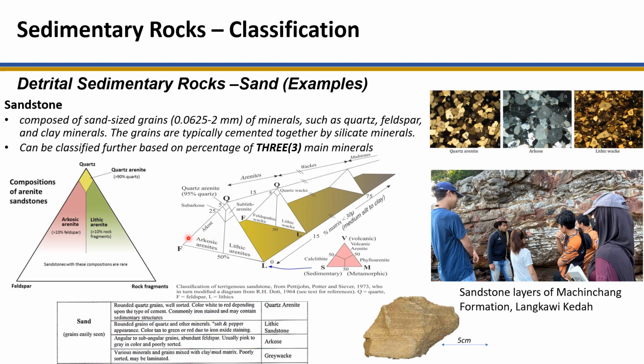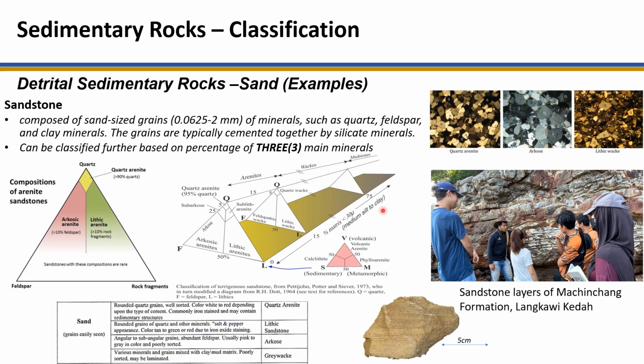Arkose is a type of coarse arenite sandstone that is made up of more than 25% of feldspar. So it's typically light in color and has a coarse texture. And then we have a lithic arenite sandstone that is made up of more than 25% of rock fragments, such as pebble, cobble, and boulder. So they are typically dark in color and have a coarse texture.